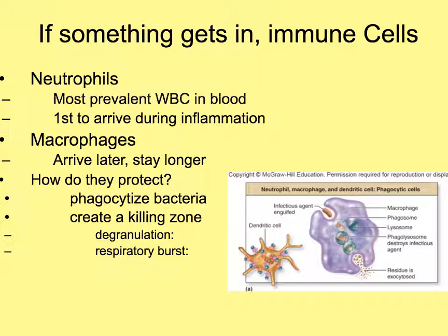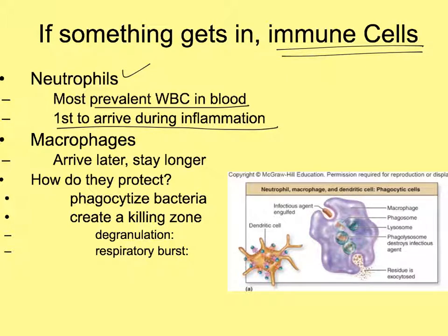Now, if something does get in, how are we going to fight against it? Neutrophils we're going to talk about first. Neutrophils are the most prevalent white blood cell in the blood. They are the first to arrive if you have inflammation. They and macrophages work similarly.